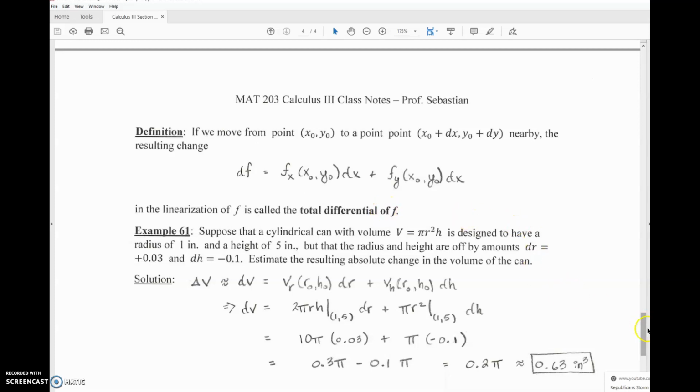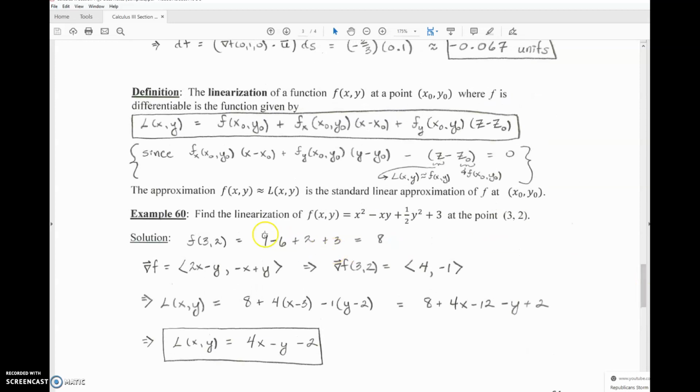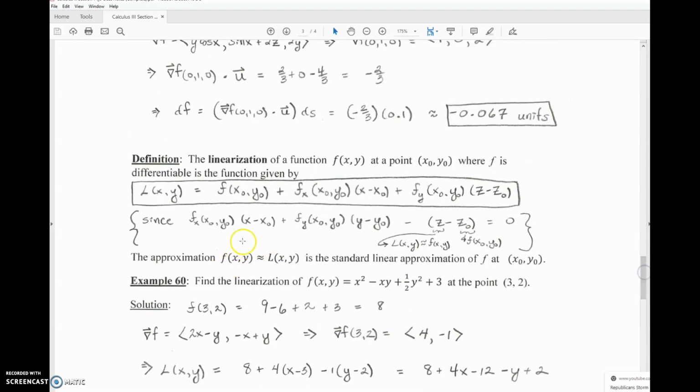So if you look back at the linearization of f, this dx now is the distance from x naught to the new point. Up here, we were looking at x minus x naught, where we could put any point x and y in there.